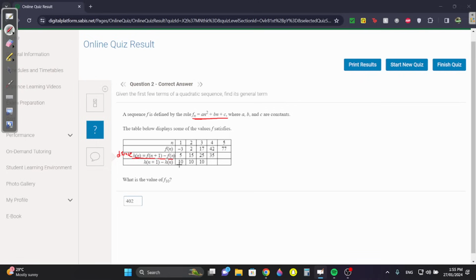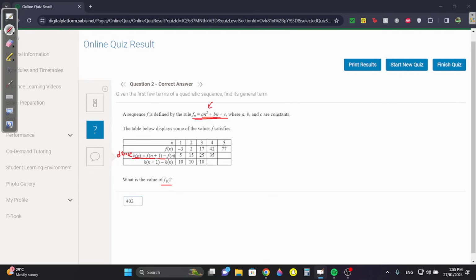And then, under that, they gave you the constant difference. 15 minus 5, 10. 25 minus 15, 10. 35 minus 25, 10. So they gave you the differences and the constant differences. So what is the value of f of 10? Obviously we know this is quadratic because they said squared, and obviously the differences are not constant. So how do we find it?